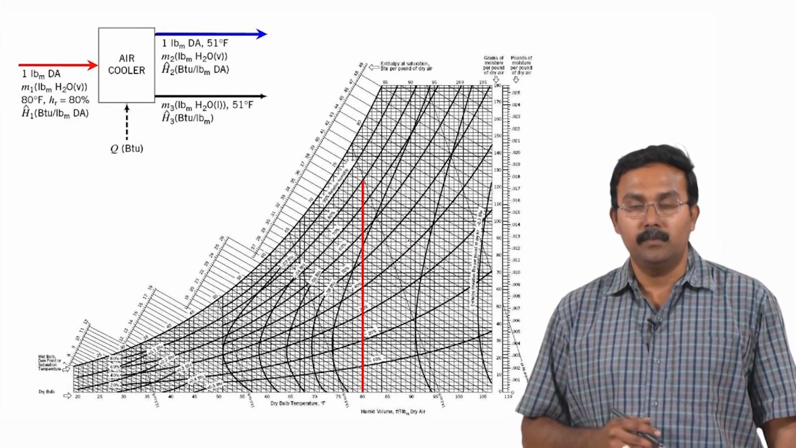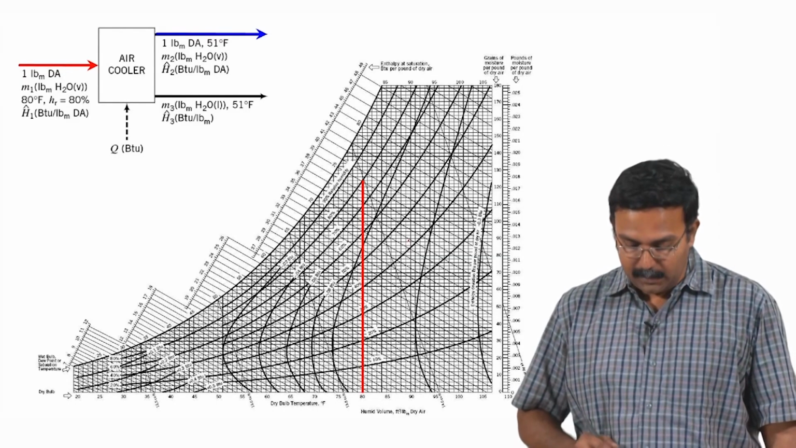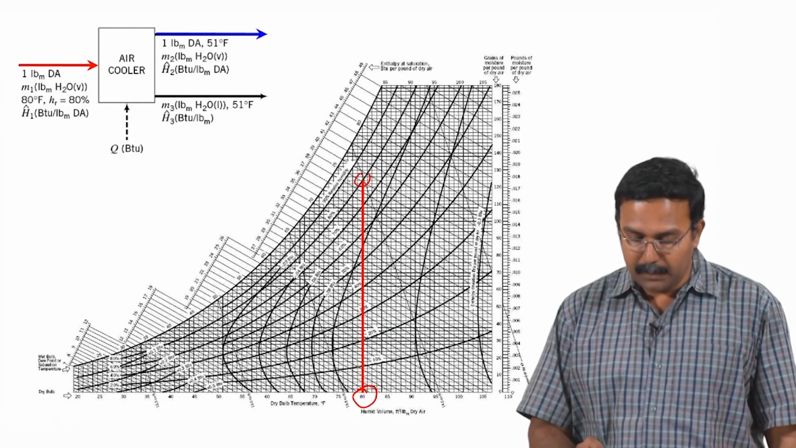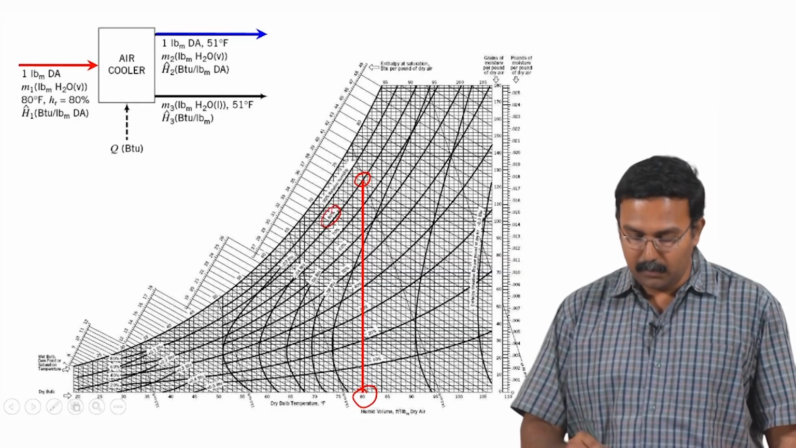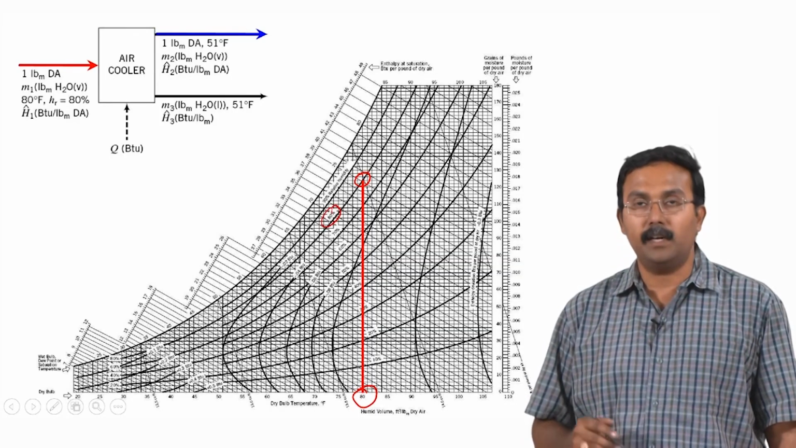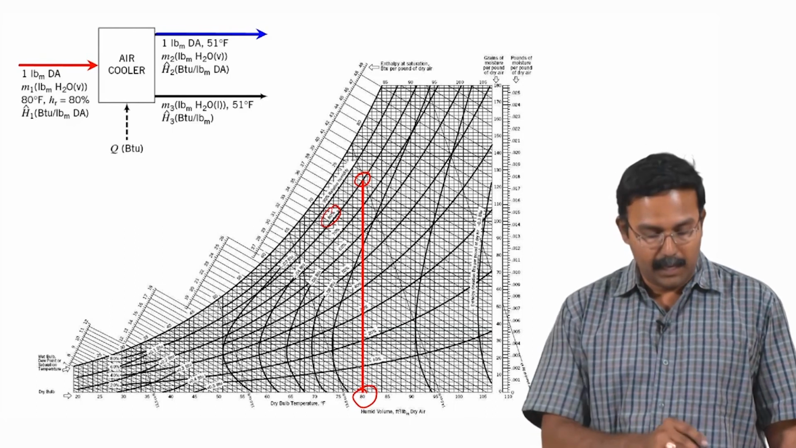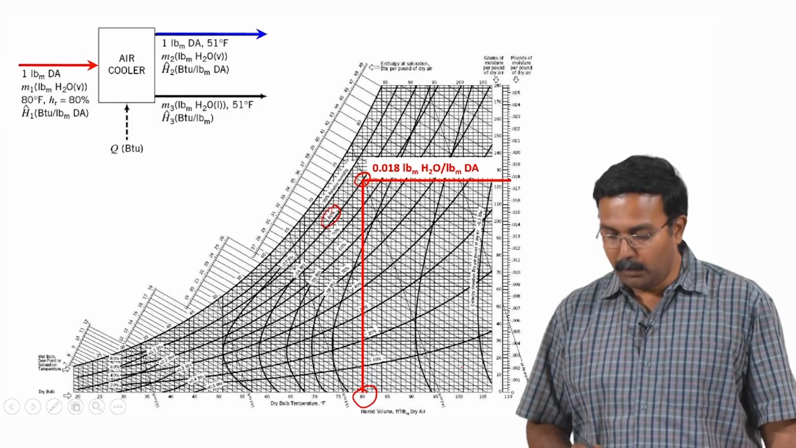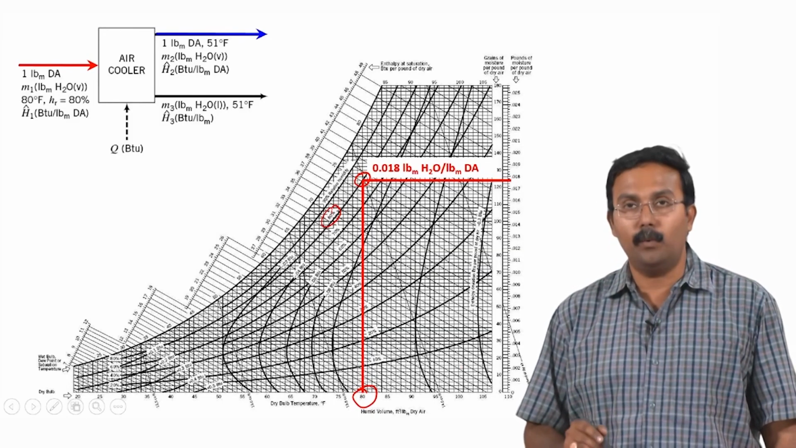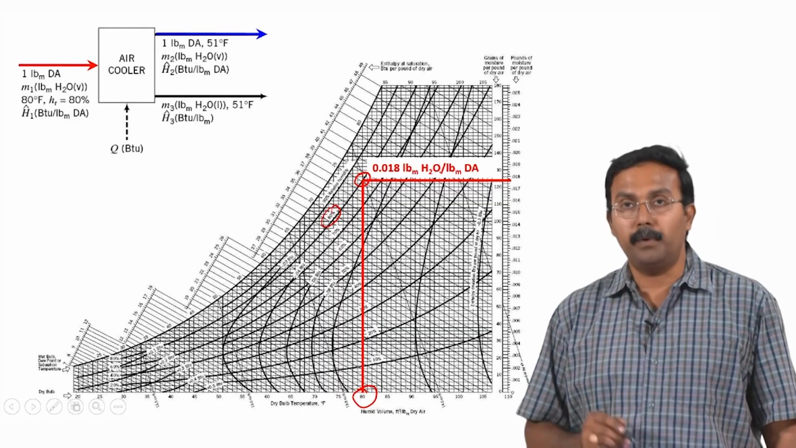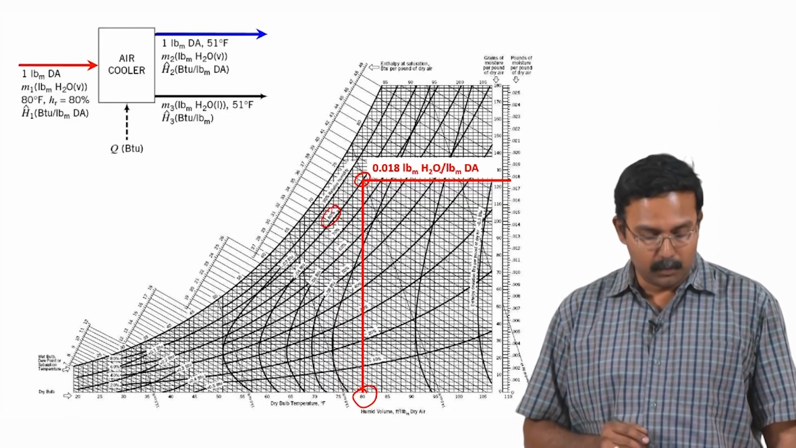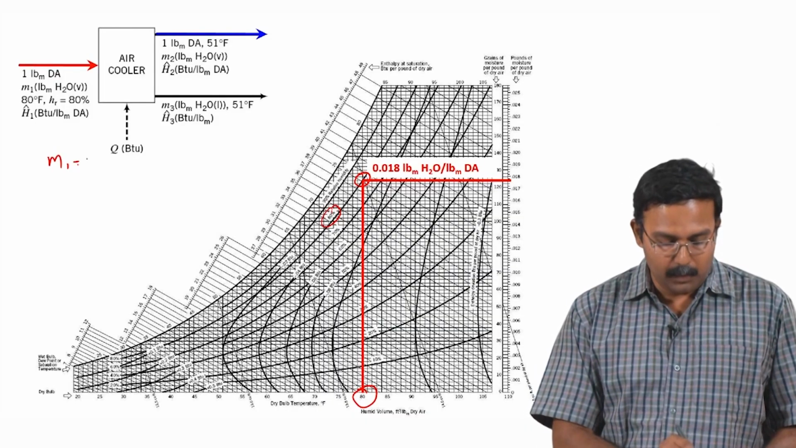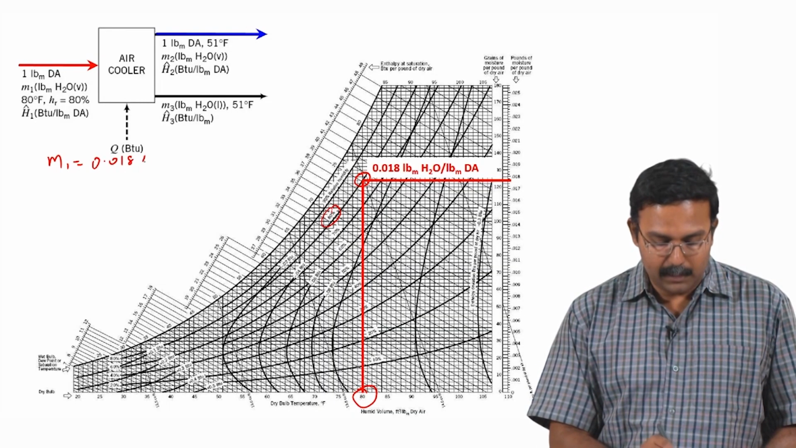Now let us start. First thing is to identify the condition given, which is the inlet condition, 80° Fahrenheit and 80% relative humidity. So which is this curve. Using this, we can first identify the absolute humidity of the air which is entering, which is given in the y axis. So the absolute humidity is identified as 0.018 pounds of water per pound of dry air. So this means we have 1 pound of dry air entering. So M1 would be equal to 0.018 pounds.